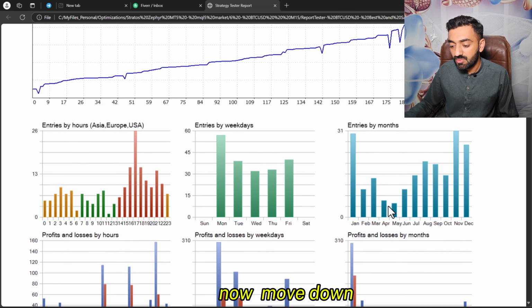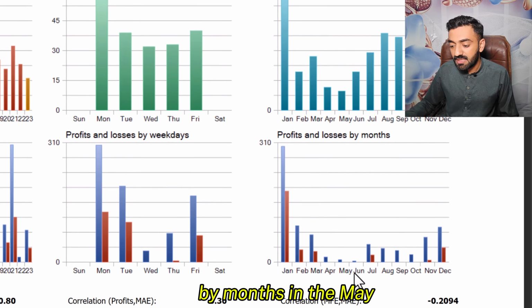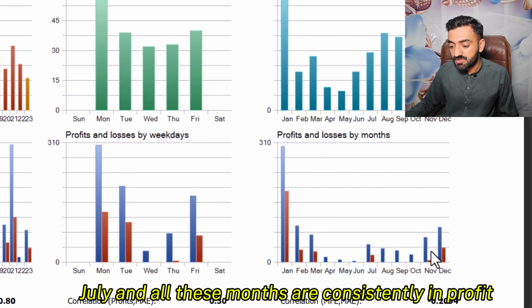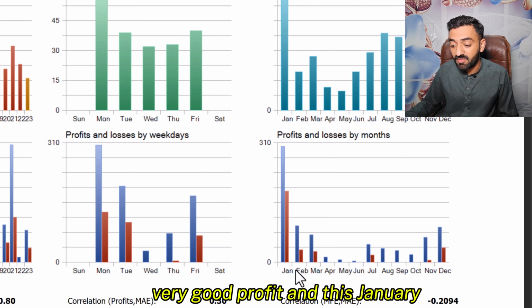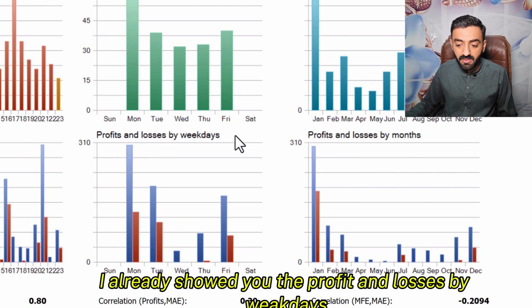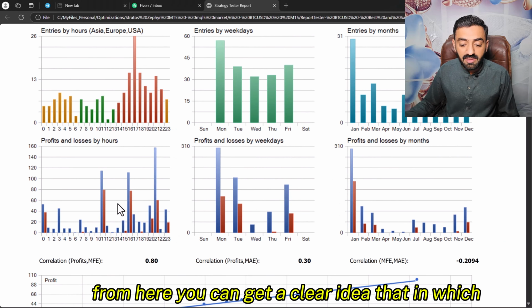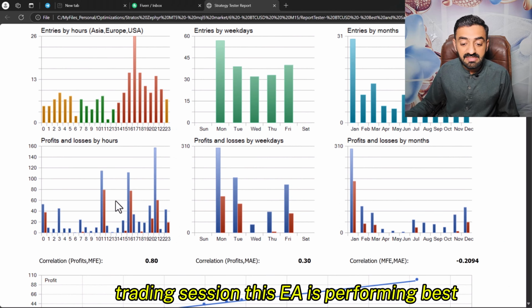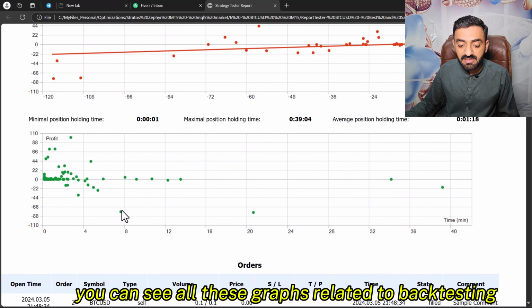Now move down and let's have a look at the profit and losses by months. May, June, July, and all these months are consistently in profit, but January and February are making very good profit, and these January, February are at the top. I already showed you the profit and losses by weekdays and by hours. From here you can get a clear idea in which trading session this EA is performing best on Bitcoin. Here below you can see all these graphs related to backtesting and optimization.